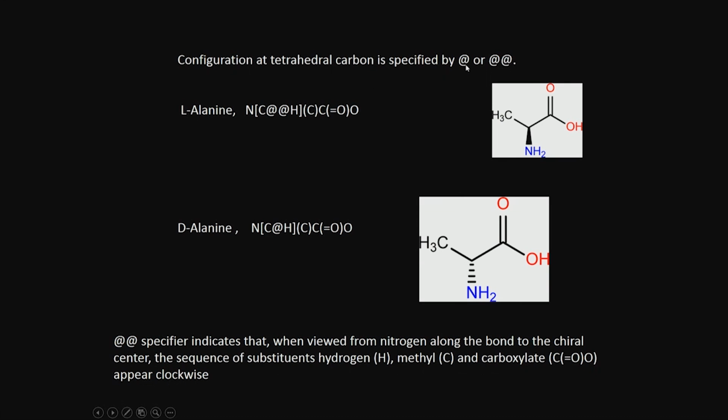Tetrahedral carbon is specified by like this or like this. Okay. So, if you have L-alanine, you have this bond coming out, so you have two of them. If the bond is going in, you have one of them. So, when you have two, it indicates that it is viewed from nitrogen along the bond to the chiral center. Okay. So, you can see this very clearly, D-alanine. So, we have the carbon and the hydrogen inside.